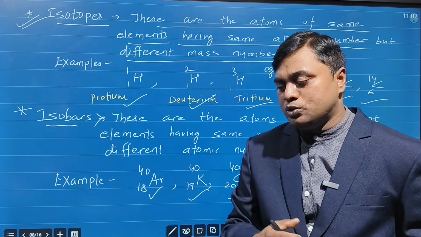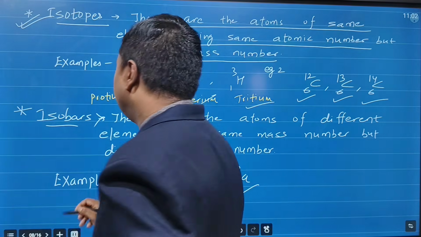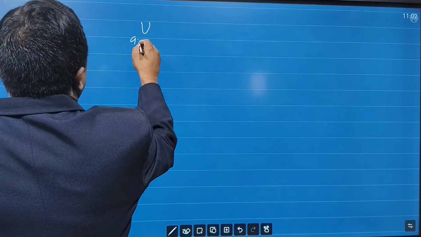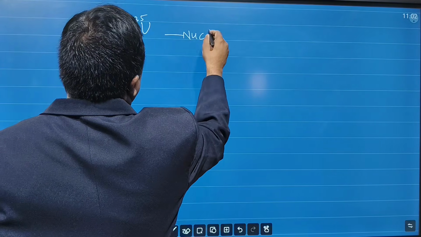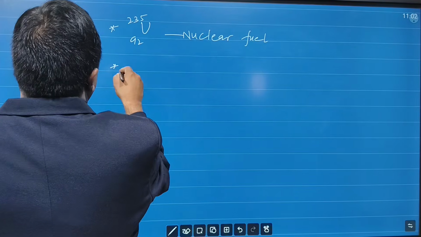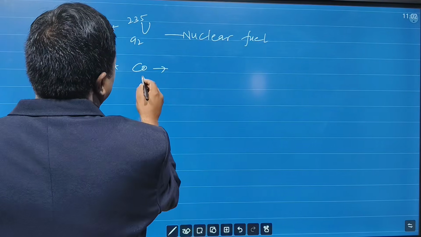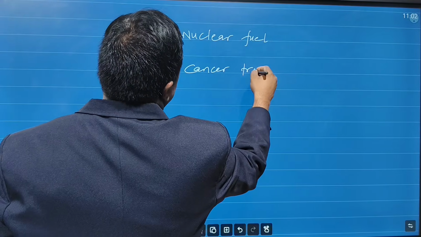In the exam, they may also ask you about the uses of isotopes. You should know some uses, like isotopes of uranium, 92-235. It is used as a nuclear fuel. Isotopes of cobalt are used for the treatment of cancer.